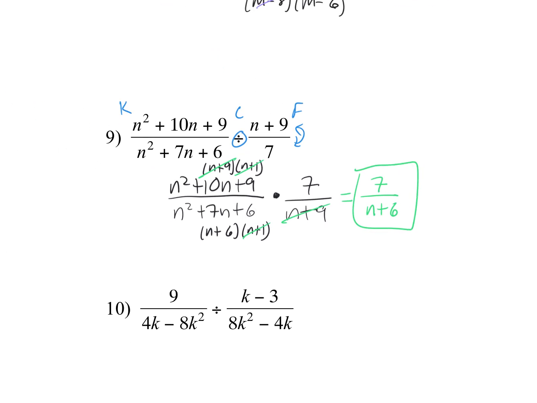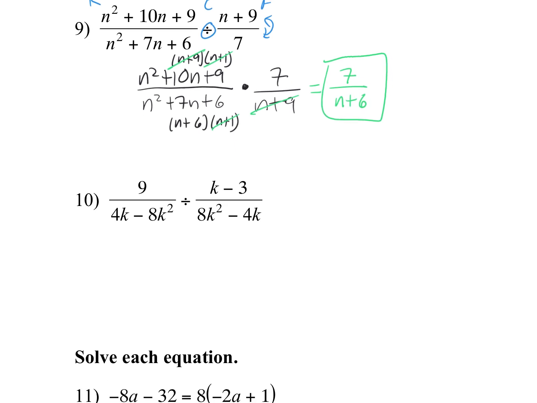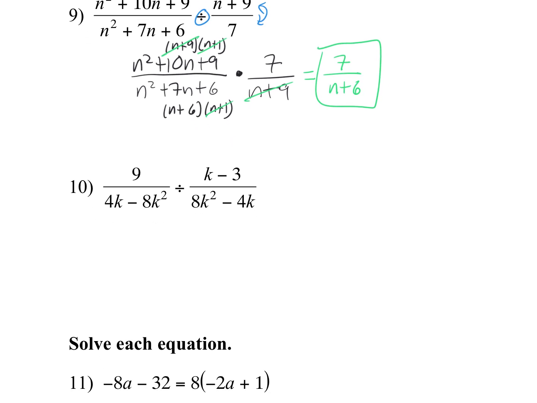All right. And then this one right here is going to be another division, right? So we're going to keep, change, flip, right? So keep the 9, right? 4k minus 8k squared. Change division to multiplication and flip the last one. So 8k squared minus 4k over k minus 3.